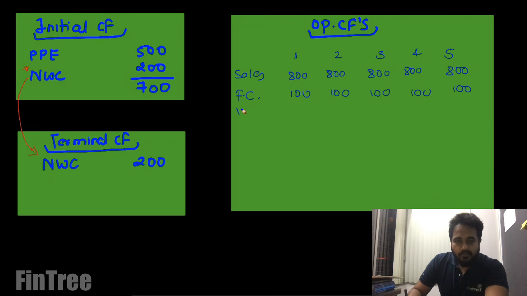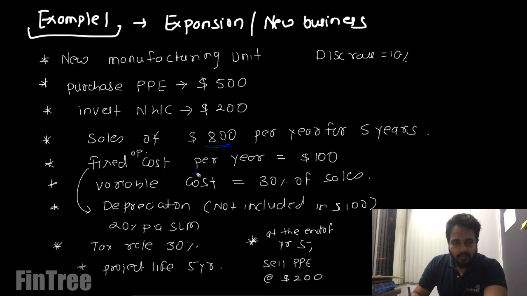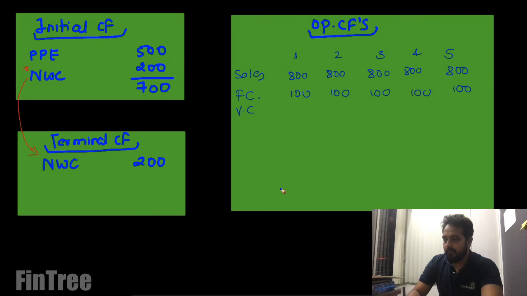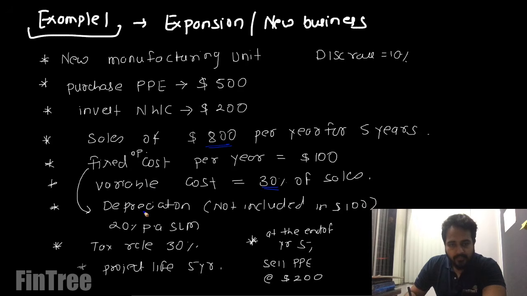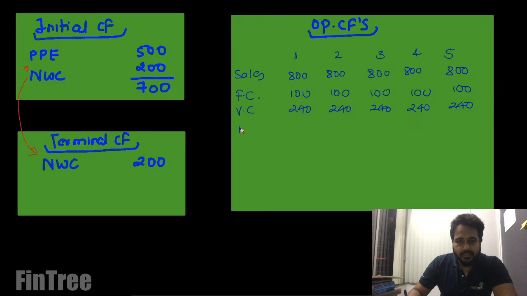Then I will also have a variable operating cost. And how much is that? That is 30% of sales. So 800 into 30%, that is going to be 240. That's going to be 240 again for each of the year. Then we've taken care of variable cost. We also have to take care of depreciation.